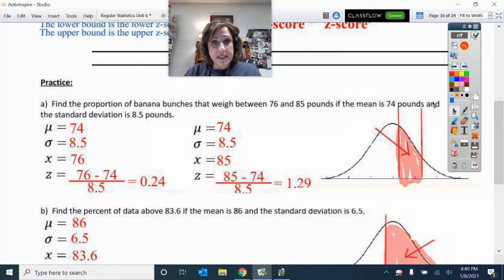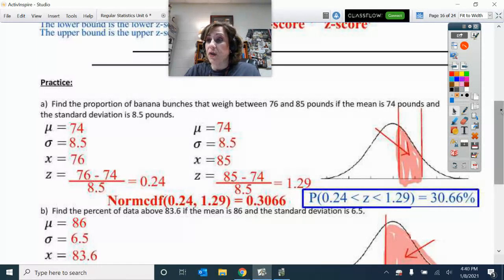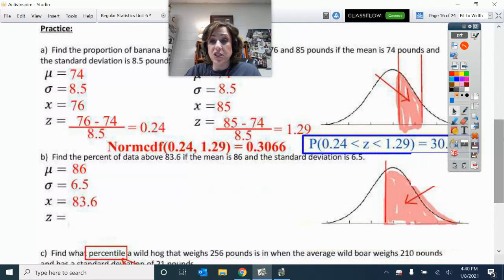So I want to find the norm CDF between those two z-scores, 0.24 to 1.29. And that came out to 30.66. So let's look at how to write this probability notation. So here we go. This probability notation looks like this.